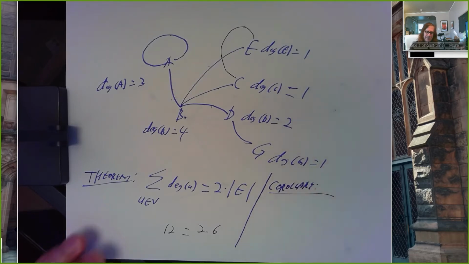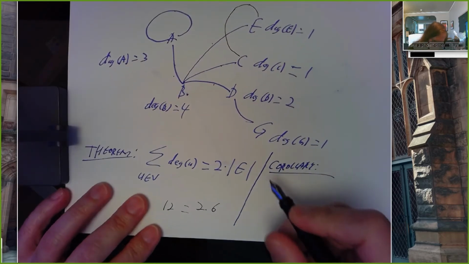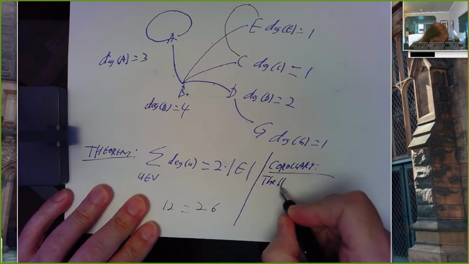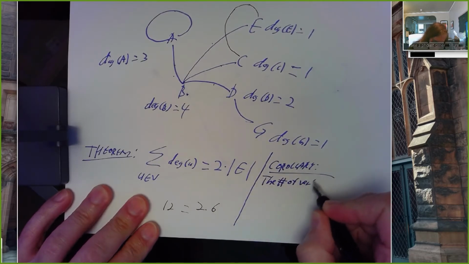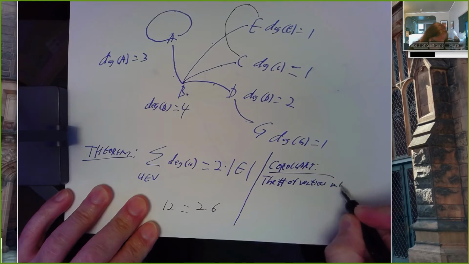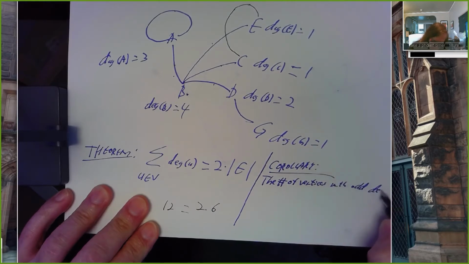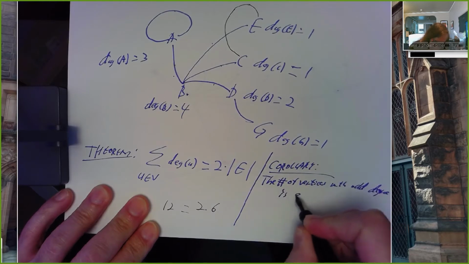Alright, you know what a corollary is? It's like a small theorem. It's usually not as grandiose as a theorem, but it's usually a fairly direct consequence of another theorem. And so there's a corollary we can state here, which says the number of vertices with odd degree is even.